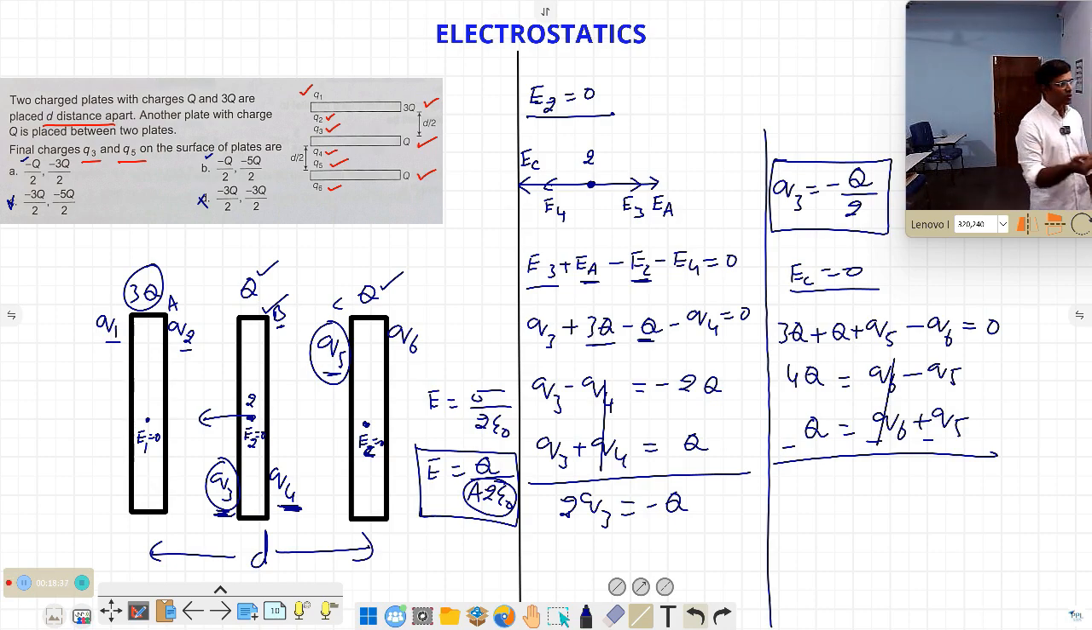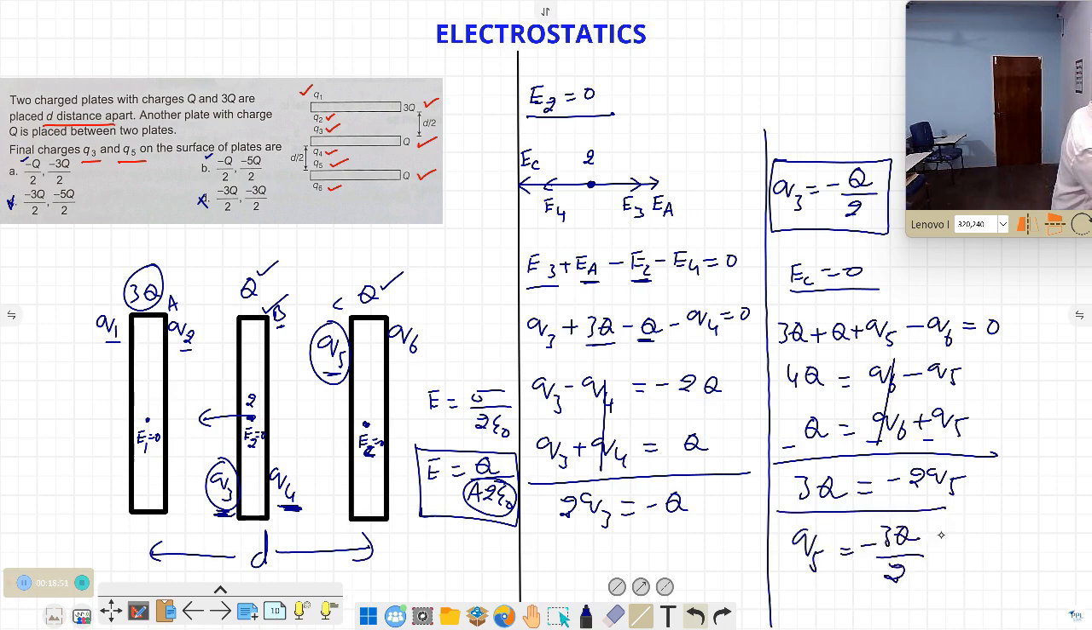After elimination of that Q6, how much are you going to get? This is nothing but 3Q is equal to minus 2Q5 here. So what is the Q5 value? Q5 is equal to minus 3Q by 2 is the value you are going to get.